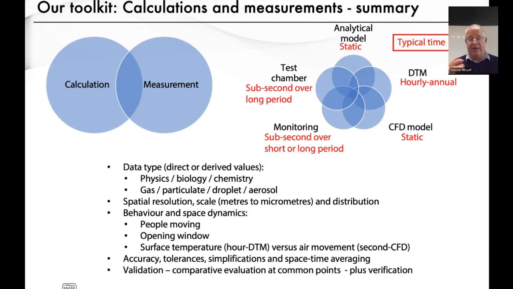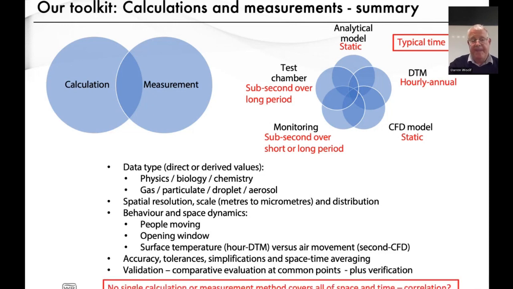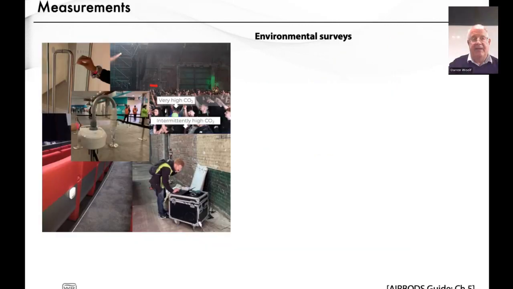We quite often join thermal models, dynamic thermal models and CFD, because surface temperatures can be fixed and the CFD does the air movement in seconds. I've talked about accuracy, tolerances, simplifications, validation as well, and verification. What are the common touchdown points? But there's no single calculation or measurement method that covers all of space and time. And the question is, what do we mean by correlation? Where are those touchdown points?